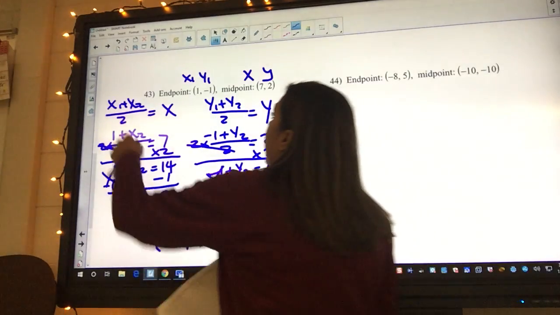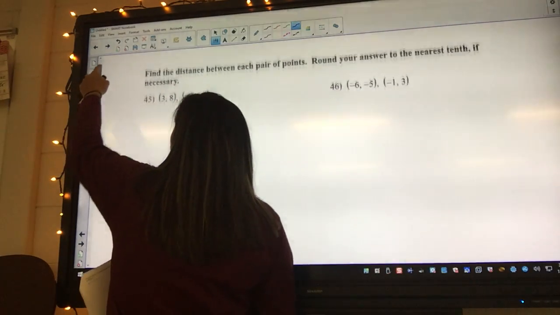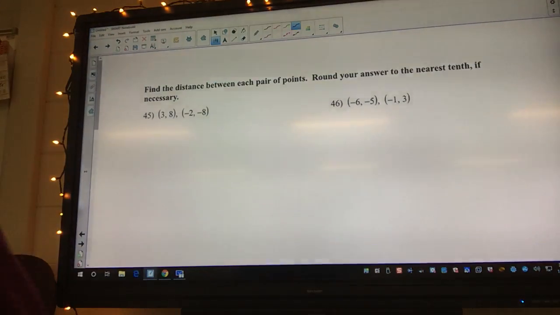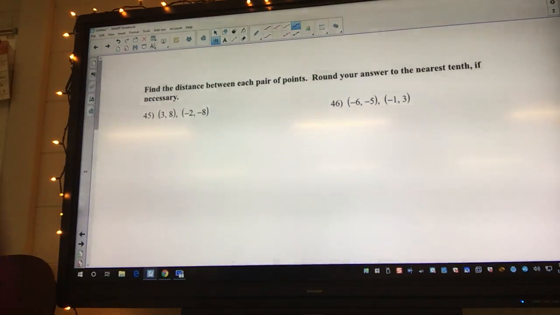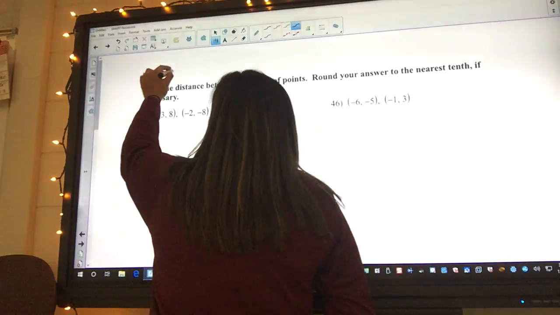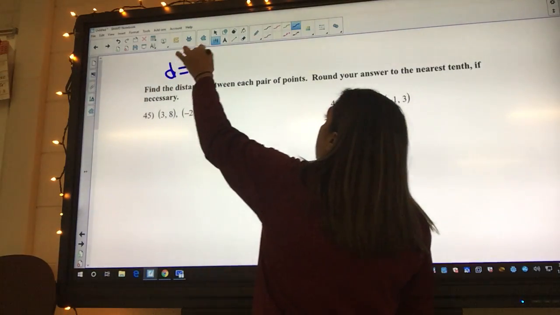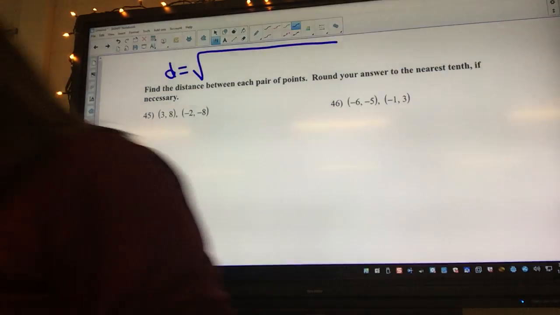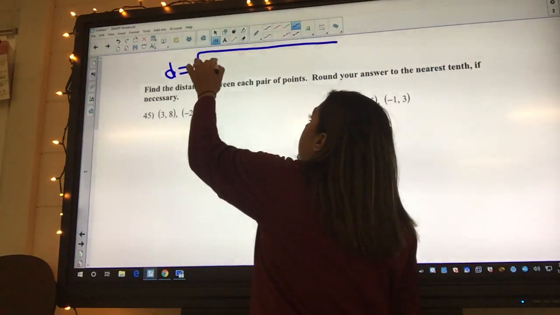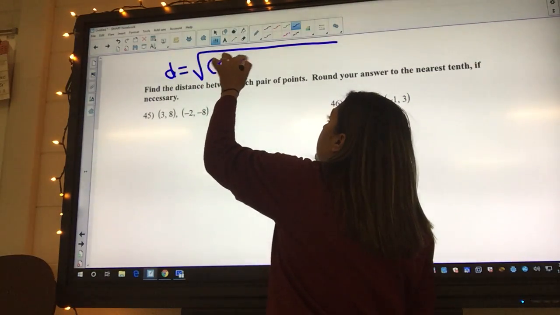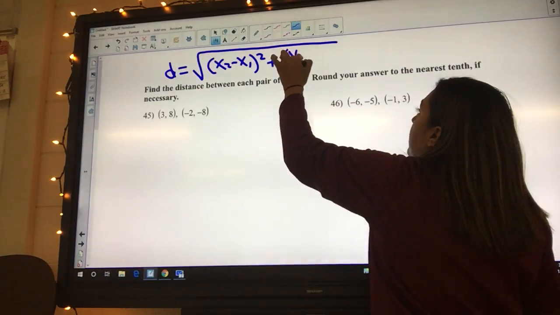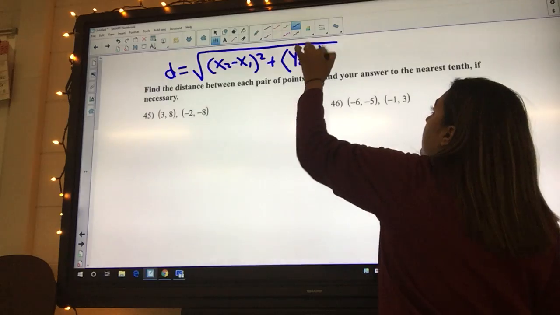Okay, and then the very last section on here is distance, and this is the most recent, so it should not take you long. And these ones are the ones where you can type it in on the calculator. So our formula is going to be d equals square root, remember you got to make a really big one, of parenthesis x sub 2 minus x sub 1 squared plus y sub 2 minus y sub 1 squared.